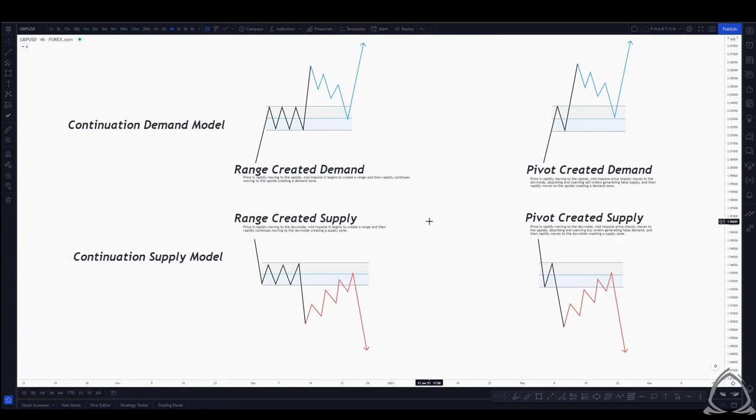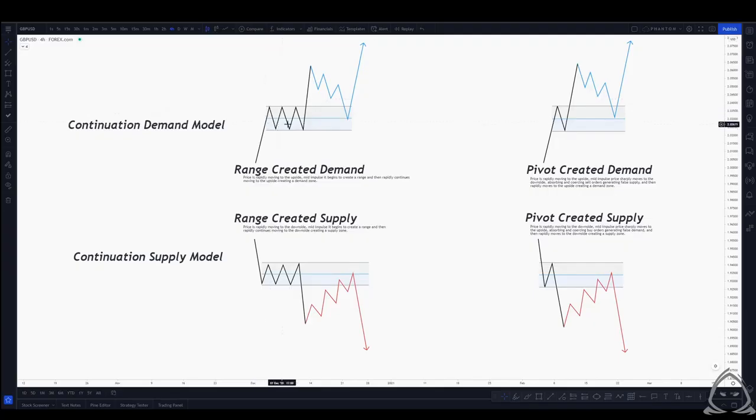Now, building on what we learned of the creation of zones in the first video, we're going to be looking at the continuation of demand and supply using ranges. If we're looking at continuation patterns using these models, what we would see for a continuation demand model would be that you'd have an impulsive move to the upside. We'd be seeing a market moving to the upside.